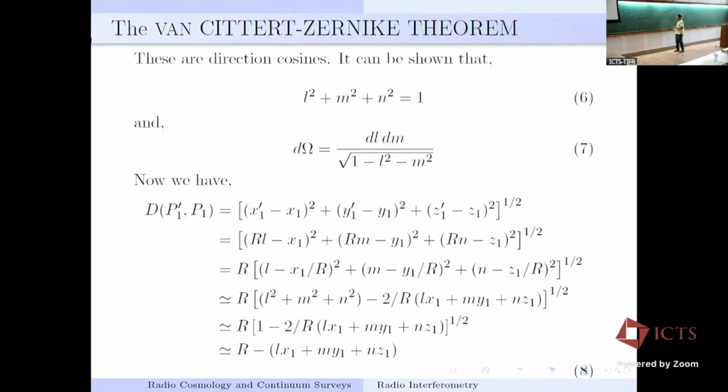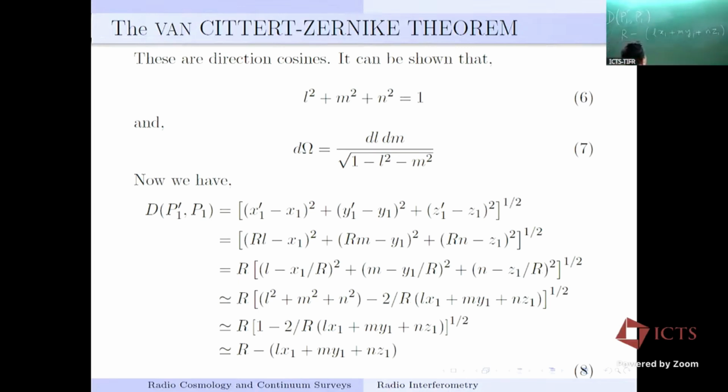Don't get lost. So this is between P1 prime and P1. P1 is my location, antenna location 1. So what I'm getting is R minus (L x1 + M y1 + N z1). That is what I got, right?